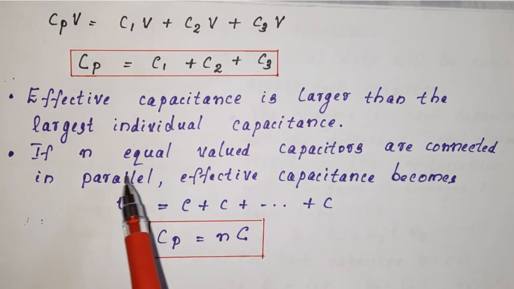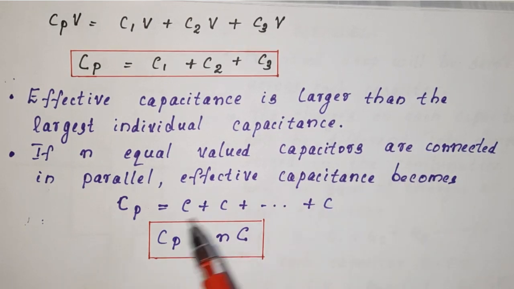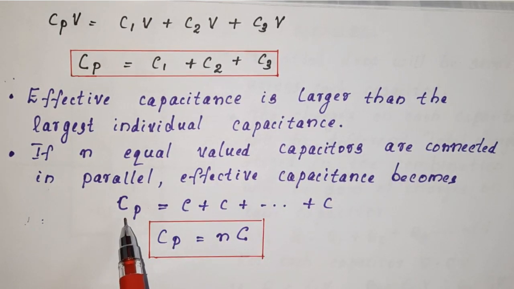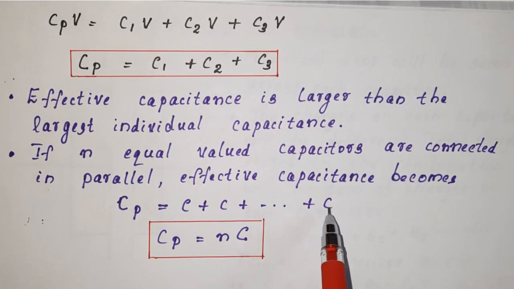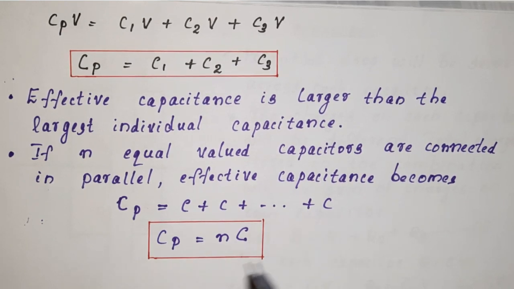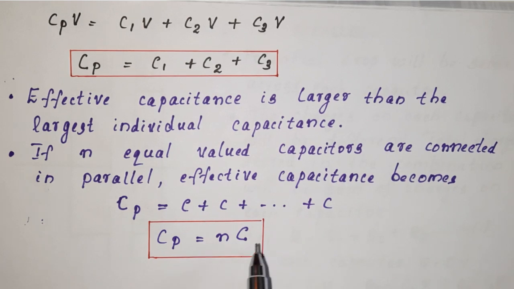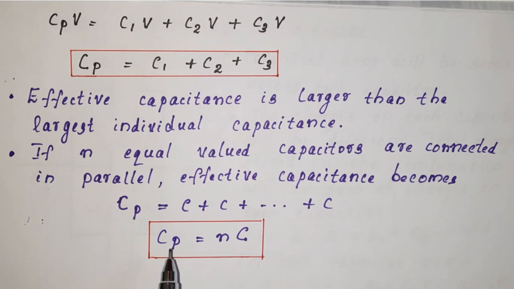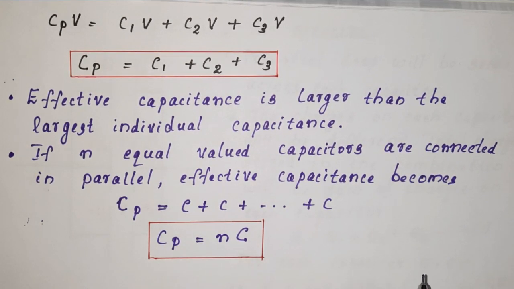Now consider the case when n equal value capacitors are connected in parallel. What will be the equation? Cp is equal to C plus C plus etc. plus C. How many terms are there? There are n terms. So if n equal value capacitors are connected in parallel, the effective capacitance becomes Cp equal to n times C.